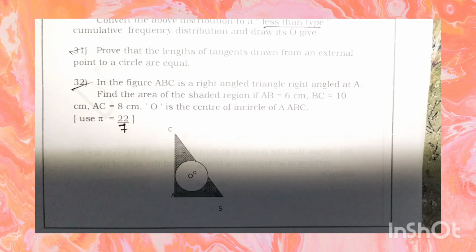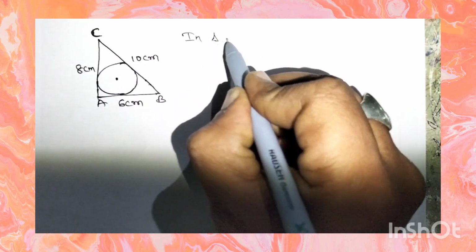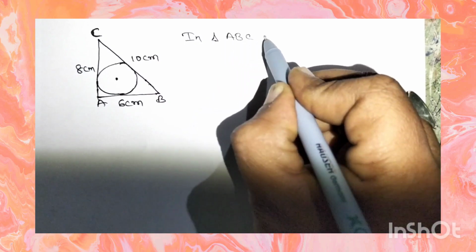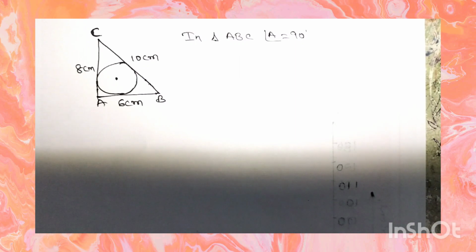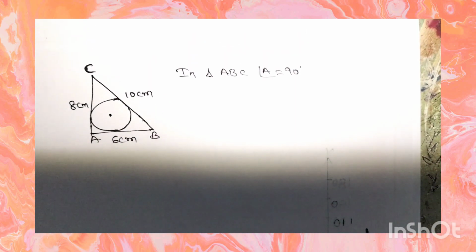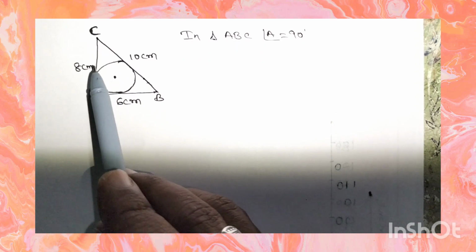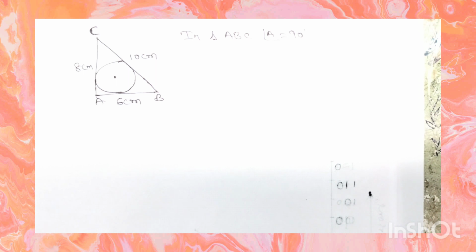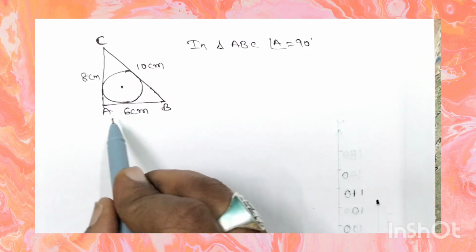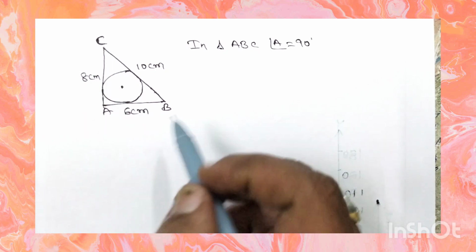So now let us answer this question. Now let us find out first the area of the triangle. So in triangle ABC, angle A is equal to 90 degrees. So what have they given? ಏನೇನು ಕೊಟ್ಟಿದ್ದಾನೆ ಅಂತ ನೋಡ್ಕೊಂತ ಹೋಗೋಣ. So they have given all the three sides. So base is given as 6 centimeter and height is given as 8 centimeter.